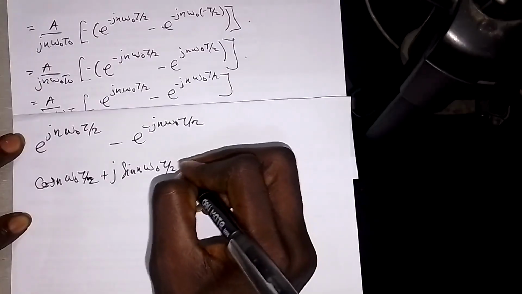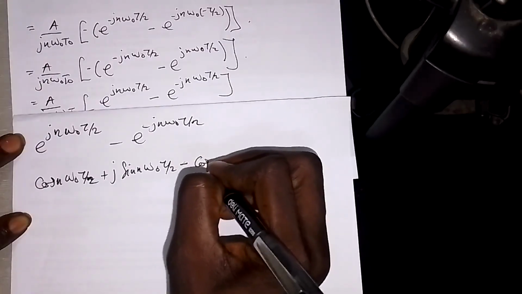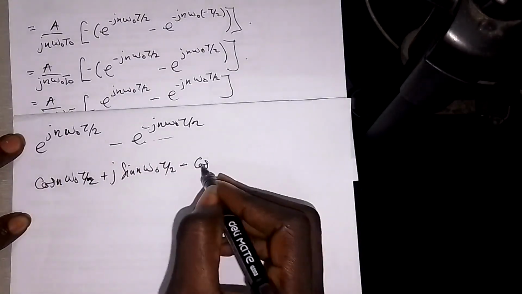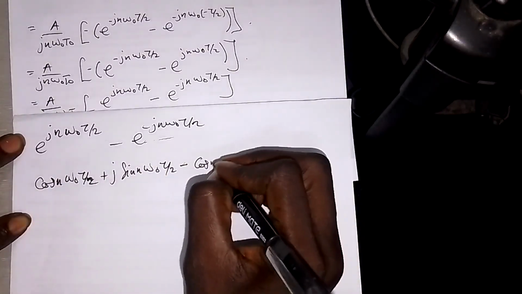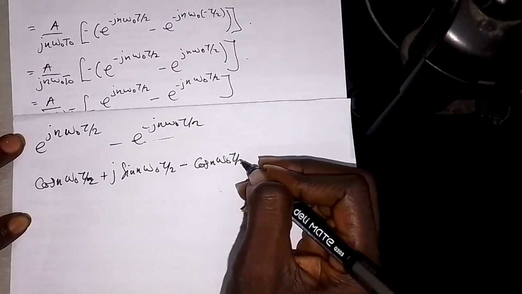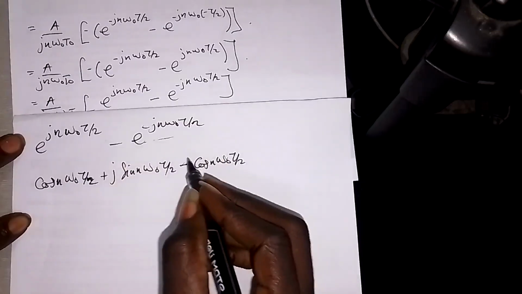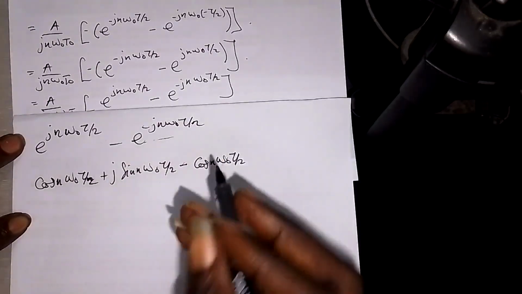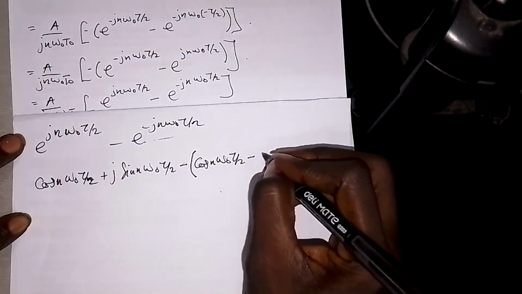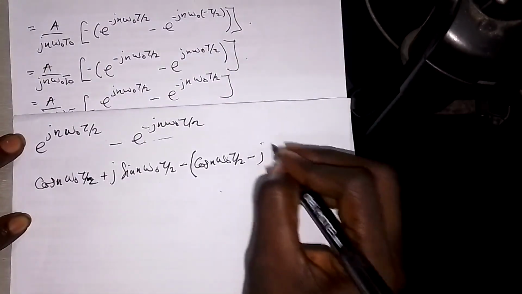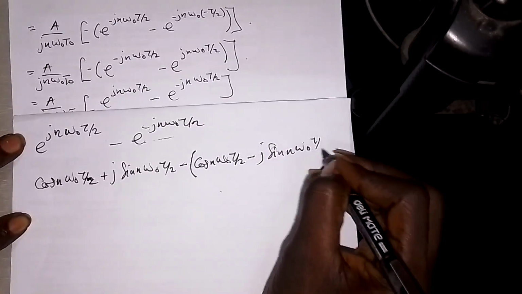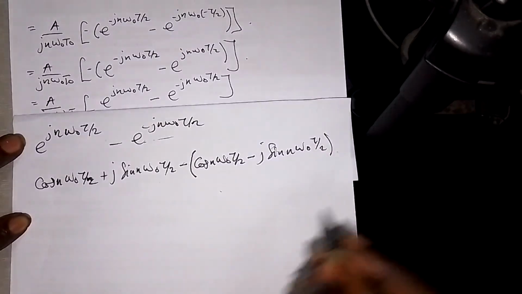Minus cos, I just finished with this one, now I'm coming to this one. Cos n omega naught tau on 2, and then because here is minus, plus j sine n omega naught tau on 2. Okay, so this is what you're going to have.